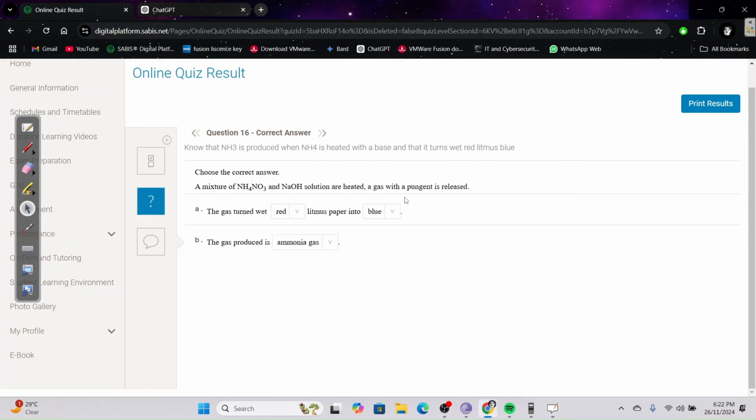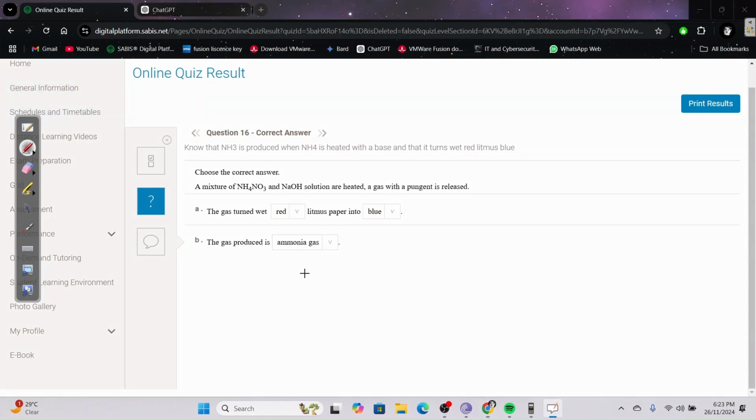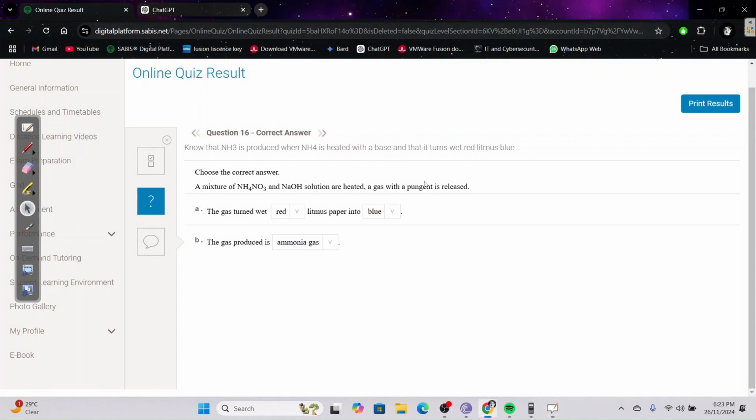Question 16. A mixture of NH4NO3 and NaOH solution is heated. A gas with a pungent smell is released. The gas turns wet litmus paper blue. You should know this: whenever you have NH4 and NaOH, just remember you're going to have ammonia straight away. Whenever you see NH4, just know you're most likely going to have something to do with ammonia. And once you see pungent smell, it confirms it. You're confirmed that a pungent smelling gas is produced. That's it, it's ammonia. So first you answer part B: the gas produced is ammonia gas, and the gas turns wet red litmus paper into blue litmus paper.